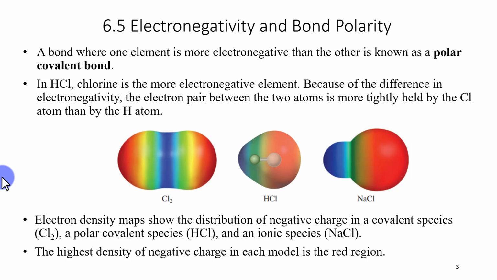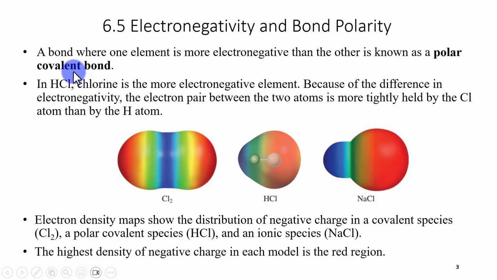We can also have the case of a polar bond because the distribution now of those electrons that they're sharing together is not the same on both sides, and that is because one of the atoms is more electronegative than the other.